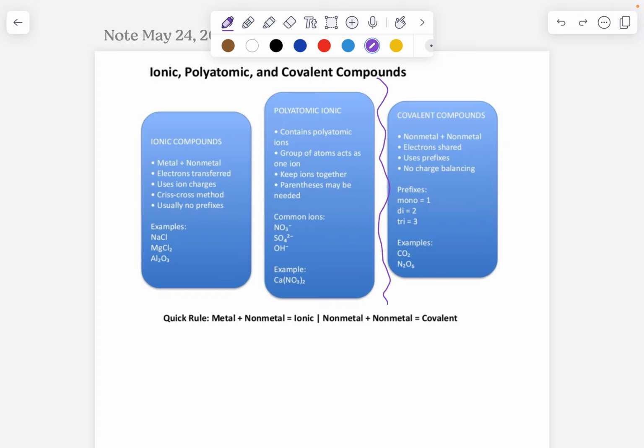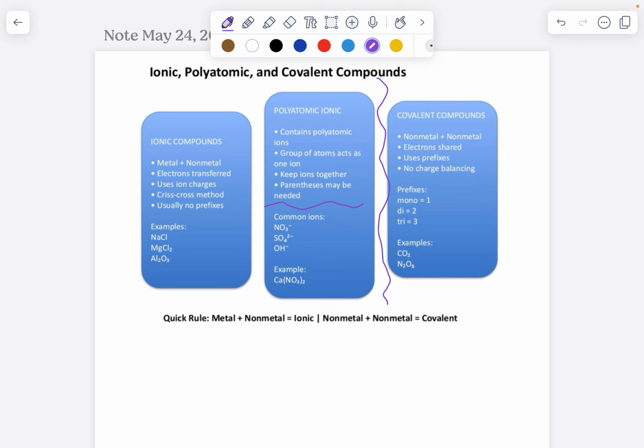Polyatomic ionic compounds contain polyatomic ions. You'll notice this instantly, and basically these polyatomic ions are just a group of atoms that act as one ion, and you may be required to memorize these for some chemistry courses. There are a lot of polyatomic ions. You may have to memorize all, or may not, probably not. But it's important to memorize the main ones, like nitrate over here, and hydroxide. And you may need to use parentheses.